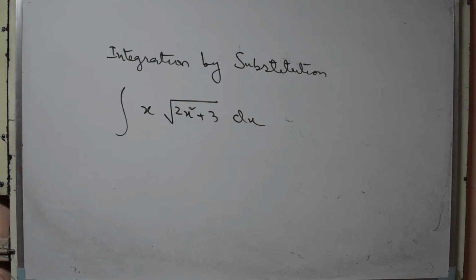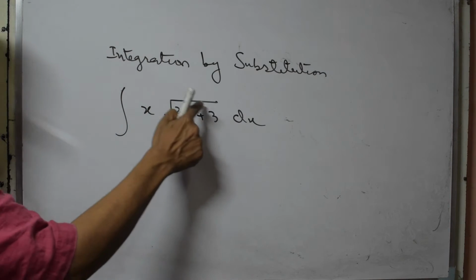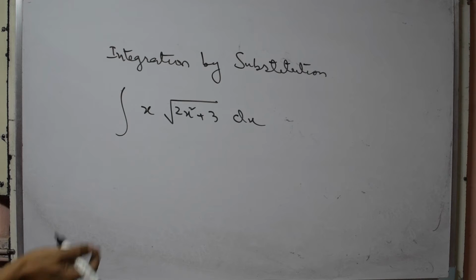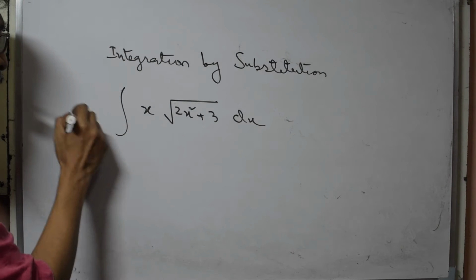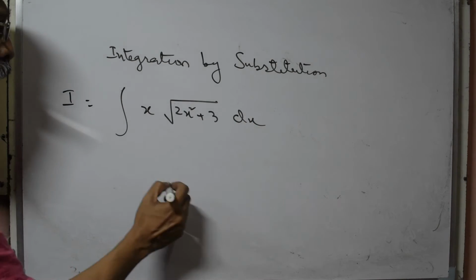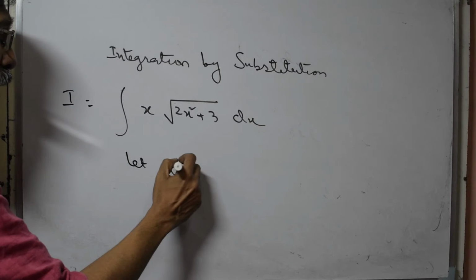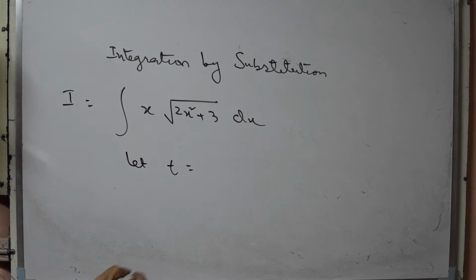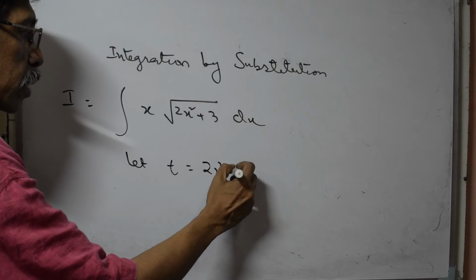So it is a function of function, 2x square plus 3 under root. So this is the phi x, that inside part. Phi x means the inside function. So we'll write I is equal to, means integral is equal to, then let t be a substituted variable, 2x square plus 3.